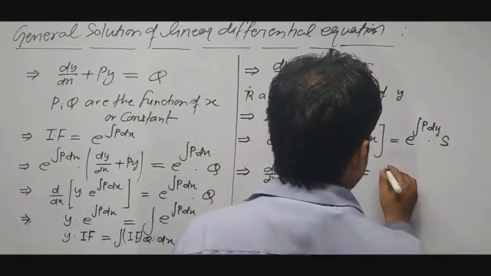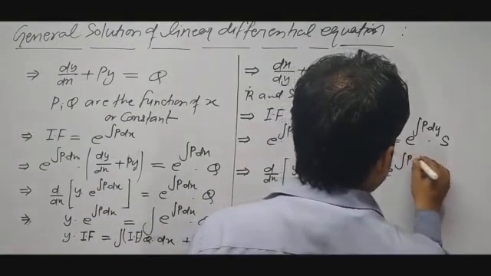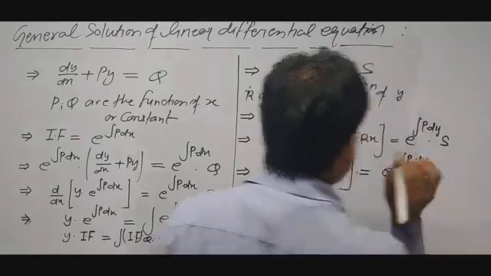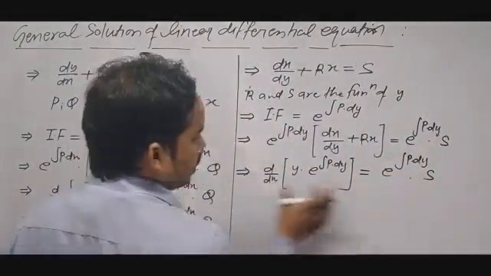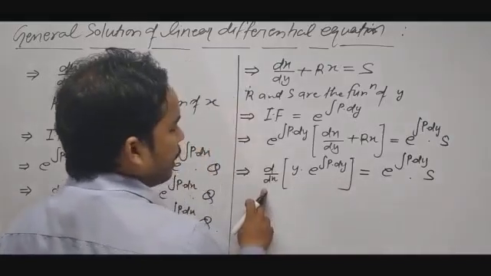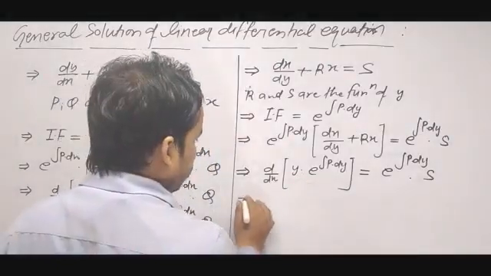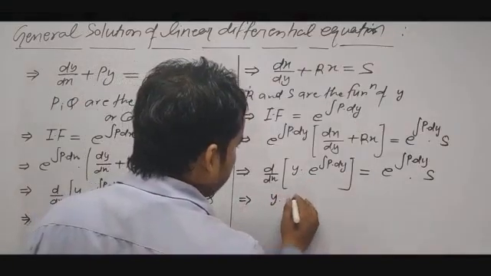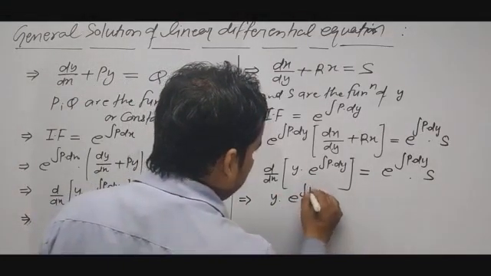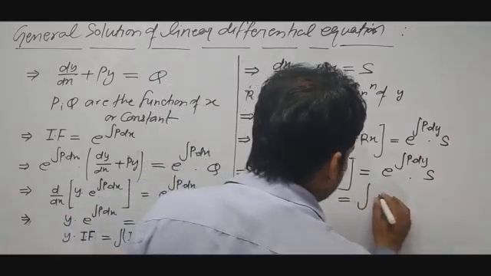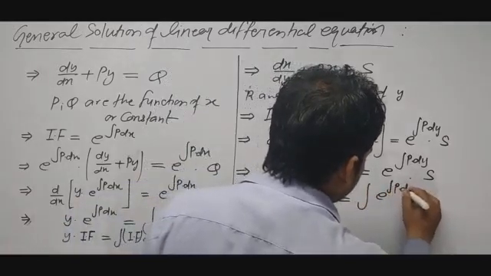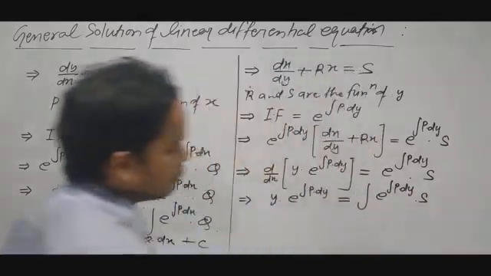Now again copy it, e to the power integration over p dy with s. Now when you integrate again in this equation, then d by dx will cancel out. So the result you will get is y times e to the power integration of p dy is equal to integration over e to the power integration over p dy with s.